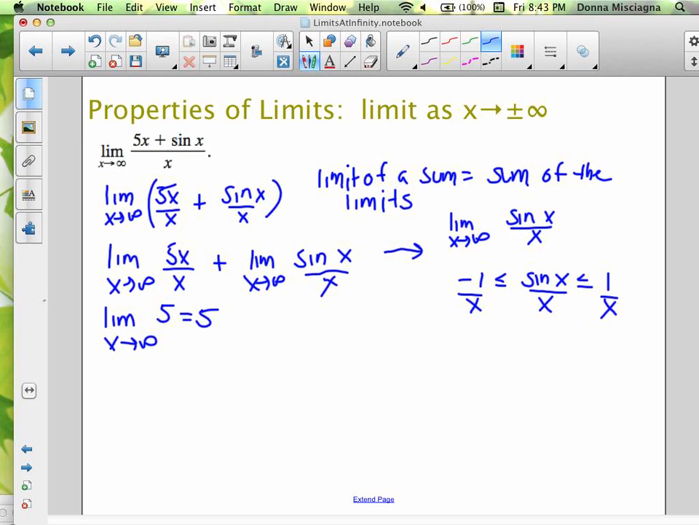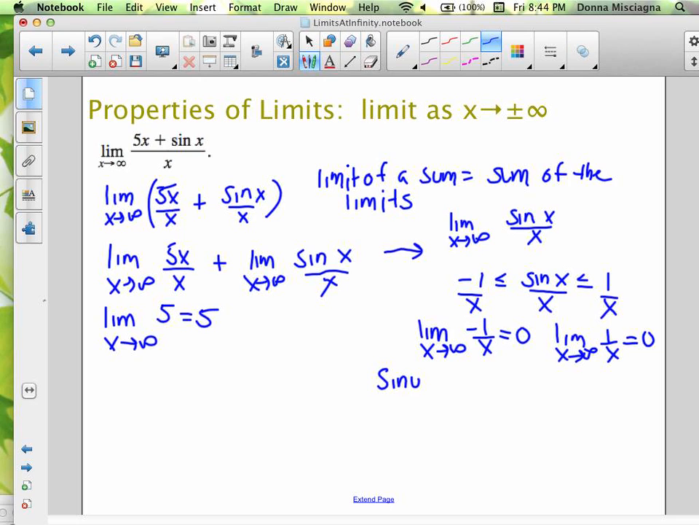So likewise, -1 divided by x will be less than or equal to sine x divided by x, less than or equal to 1 divided by x. All right, so now let's find the limit as x approaches infinity of -1 over x. Well, we know -1 is a constant, and so when we have a constant divided by something that's growing without bounds, that's 0. It really doesn't matter what that constant is. A constant divided by something that's growing without bounds is going to be 0.